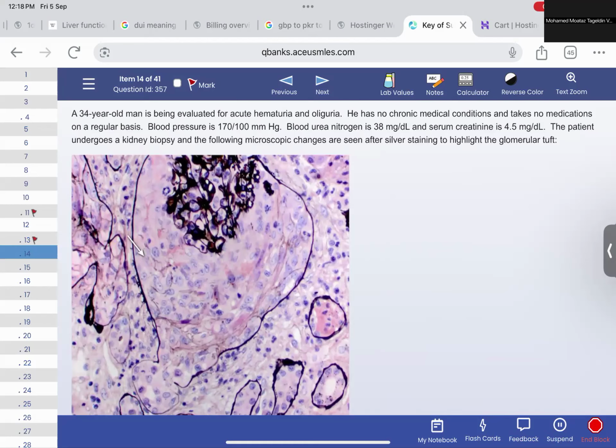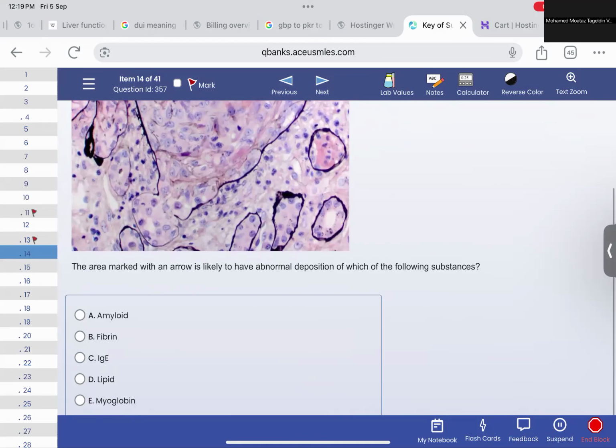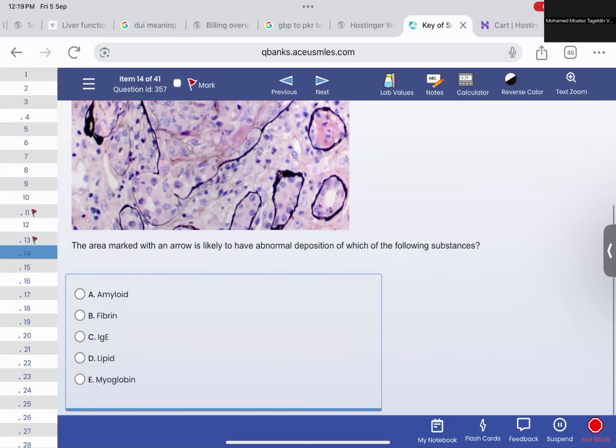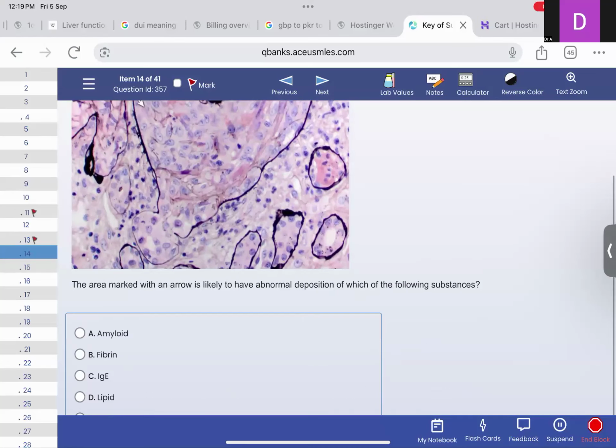A 34-year-old man is being evaluated for acute hematuria and oliguria. He has no chronic medical conditions and takes no medications on a regular basis. BP 170 over 100, BUN 38, serum creatinine 4.5. The patient undergoes kidney biopsy, and the following microscopic changes are seen after silver staining to highlight the glomerular tuft. The area marked with the arrow is likely to have abnormal deposition of which of the following substances? So it is crescent FSGS.